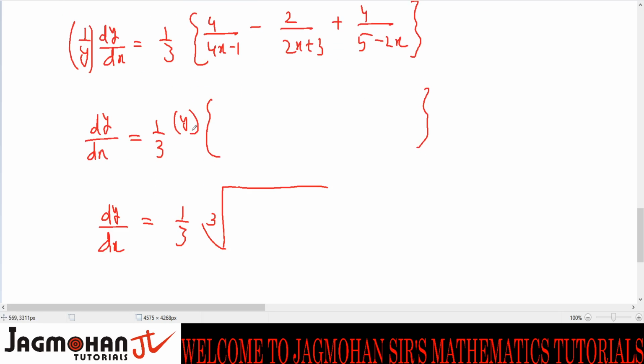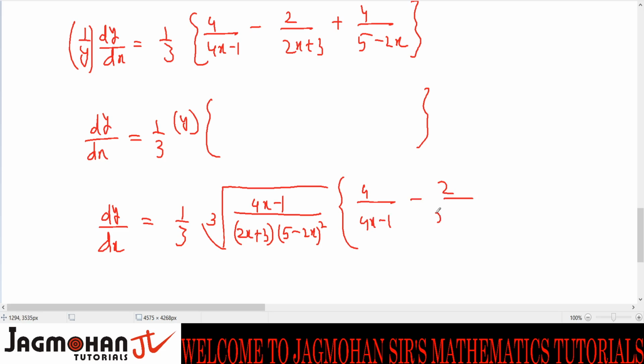The final answer will look quite big: 1 upon 3 cube root of y. What was y, my dear students? It was 4x minus 1 upon 2x plus 3 into 5 minus 2x the whole square, and after that you have this bracket, which is 4 over 4x minus 1 minus 2 over 2x plus 3 plus 4 over 5 minus 2x. This is your final answer.